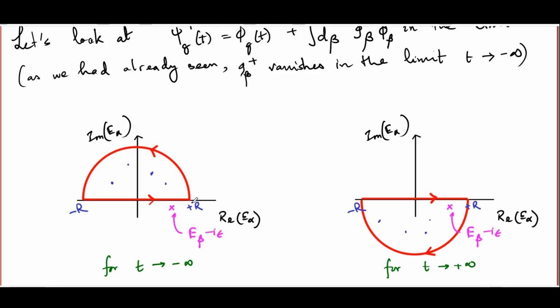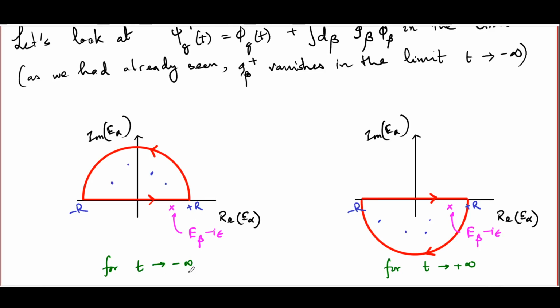Now this is where things differ in the two limits. In the limit t goes to minus infinity, we had to close the contour with a semicircle, or at least a curve which is topologically a semicircle, in the upper half plane, because the contribution from this contour would die out in the limit t goes to minus infinity. Here, on the other hand, we are looking at the limit t goes to plus infinity, so the closure has to come in the lower half plane.